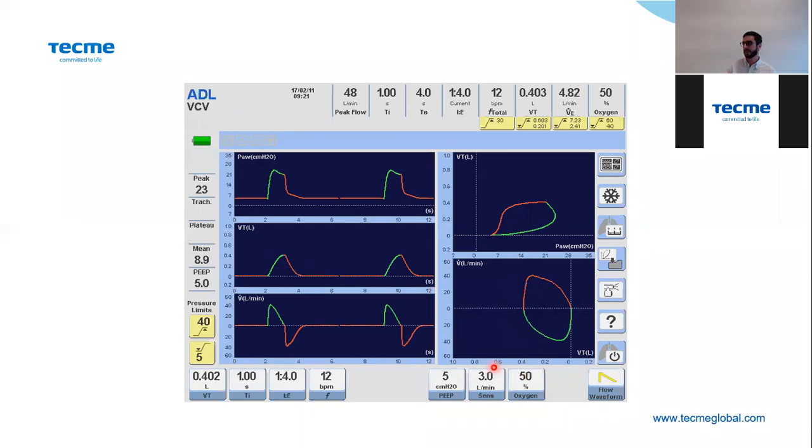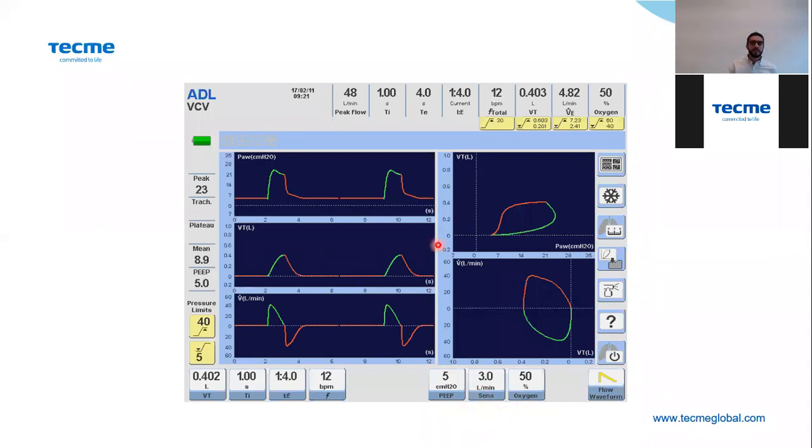And then here you set the other variables. For example, the PEEP, the inspiratory sensitivity and the oxygen concentration. Finally, you set the flow waveform. In this case, it is descending.